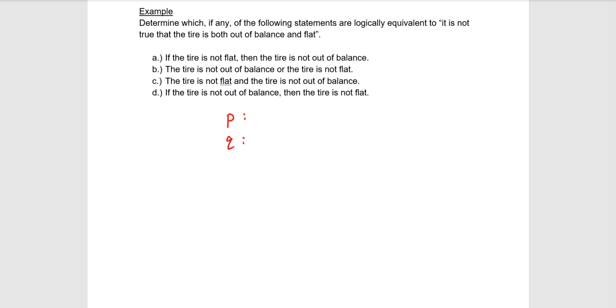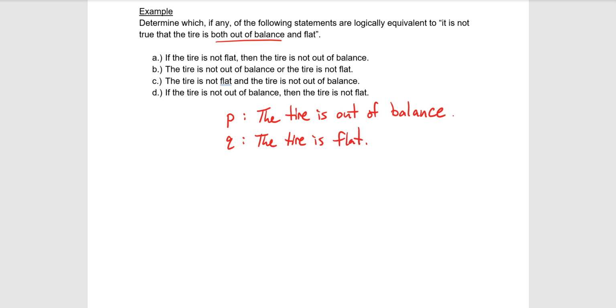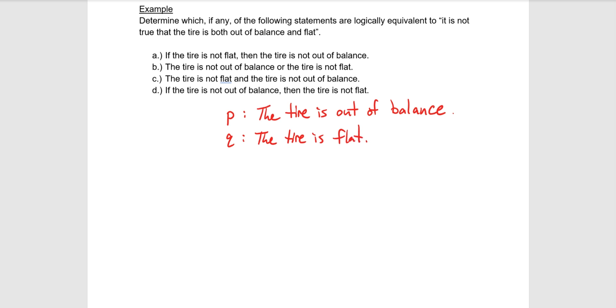So statement P is going to be the tire is out of balance, and statement Q is going to be the tire is flat. Okay, so we only have 2 statements, so it's going to be 4 cases total. The original statement is "it is not true." What that means is the equivalent of saying it is false. So that's going to be the negation sign and then parentheses, and then we have a conjunction: it is out of balance and flat. So that's going to be it is false that P and Q.